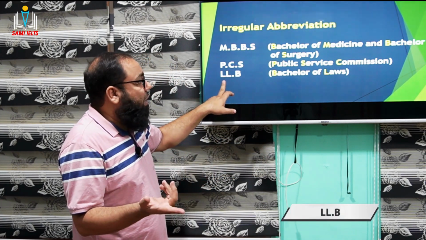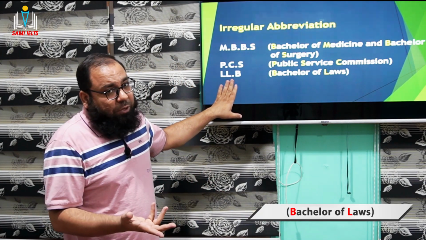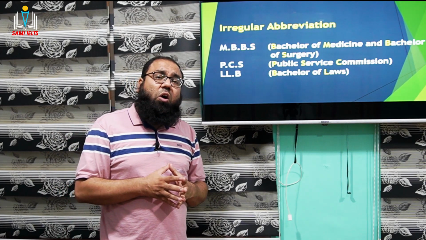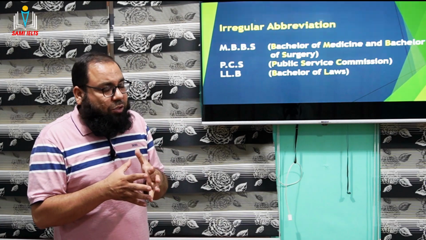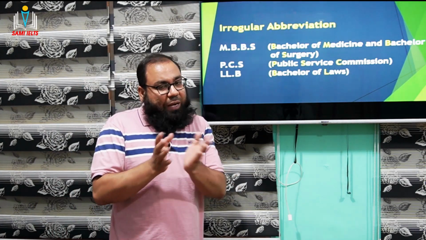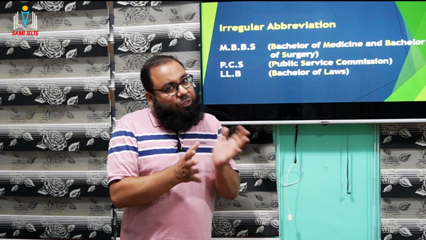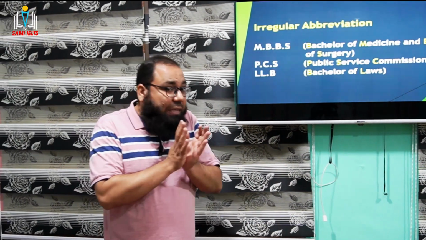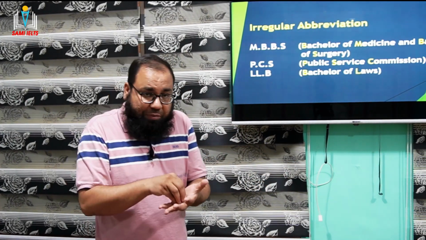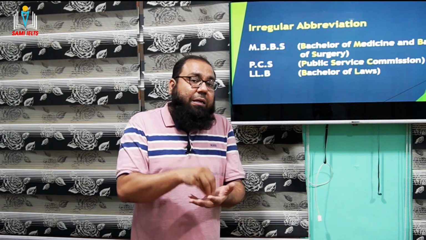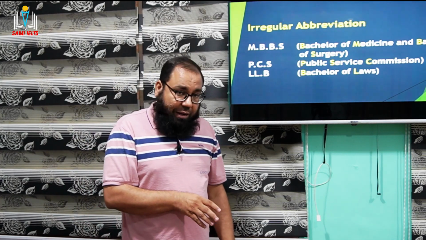Now LLB, if we say, look here, Bachelor of Law. Again, it is very much different. These kinds of abbreviations are always written differently and pronounced differently, guys. Hope you understood. Whatever the case is, whether it is a regular abbreviation or an irregular abbreviation, in all cases, all individual abbreviations must be written in capital letters with full stops after each and every letter.